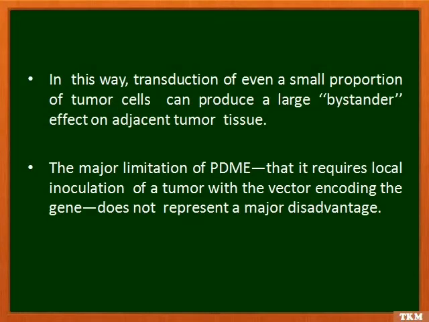So in this way, what are we doing? Transduction of even a small proportion of tumor cells can produce a large bystander effect on adjacent tumor tissues. Now, what is the major limitation of this approach? It requires local inoculation of a tumor with the vector encoding the gene. So using this approach, we can only target the tumor locally. All the tumors that are restricted to a particular area, only those tumors can be targeted using this approach. The metastatic tumors cannot be targeted using this approach.